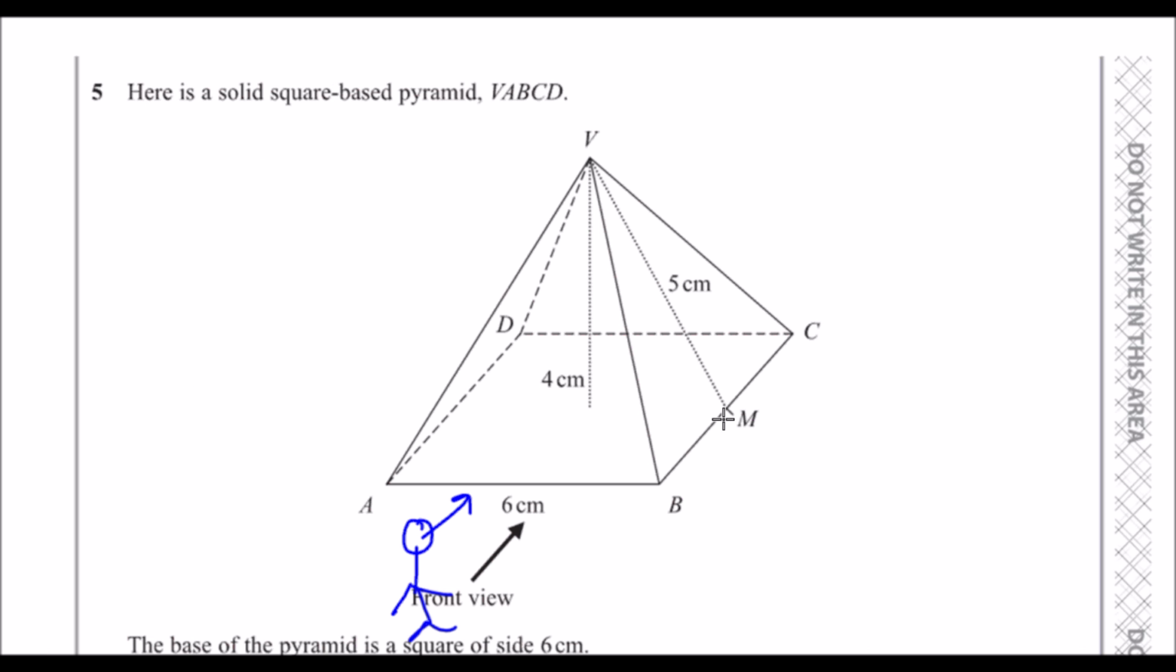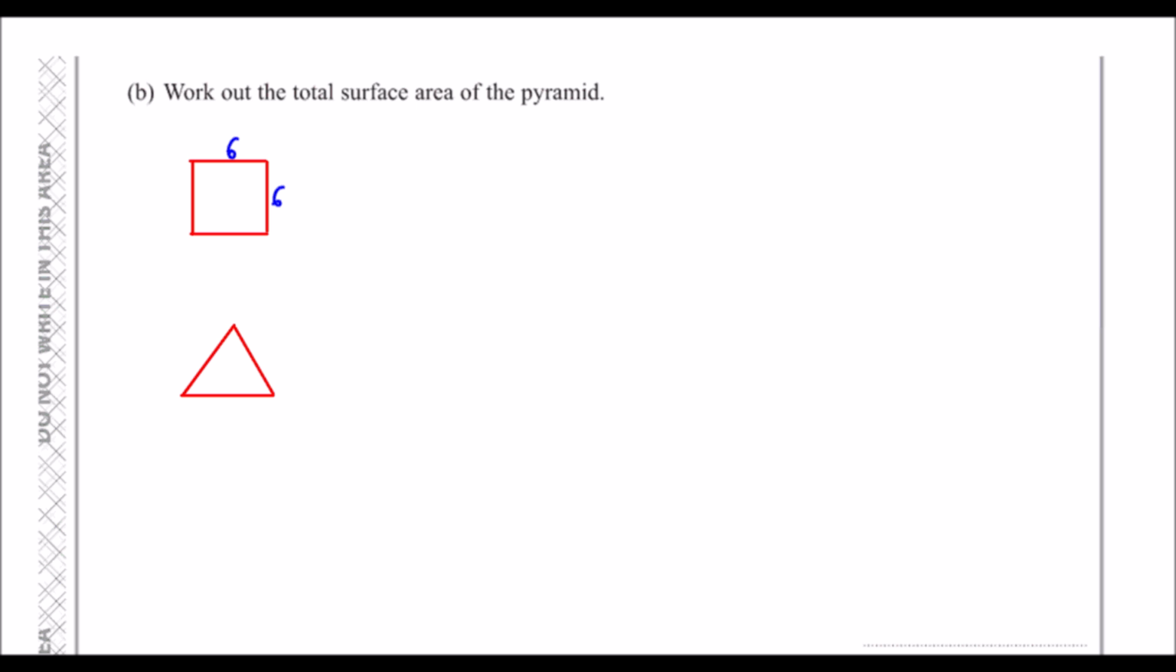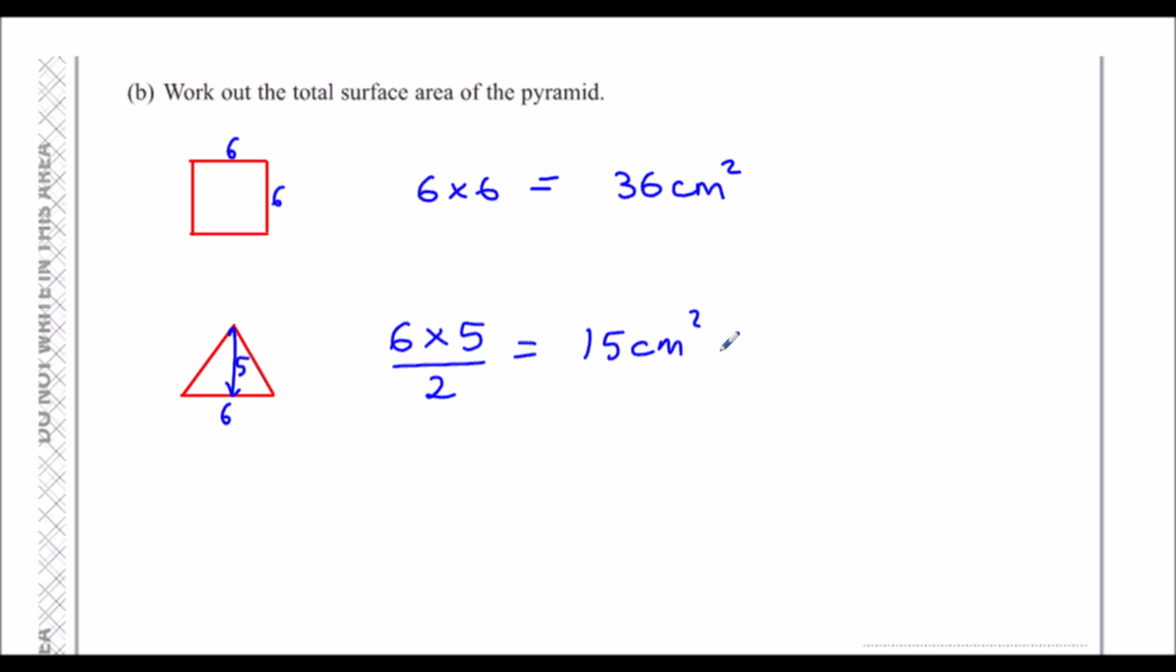and they've got a base of 6 and a height. The height of the triangle is 5. So we've got a base of 6 and a perpendicular height of 5. So the area of the square is 6 times 6, which is 36 centimeters squared. And the area of a triangle is base times height divided by 2. 6 times 5 is 30. Half of that is 15. So 15 centimeters squared.